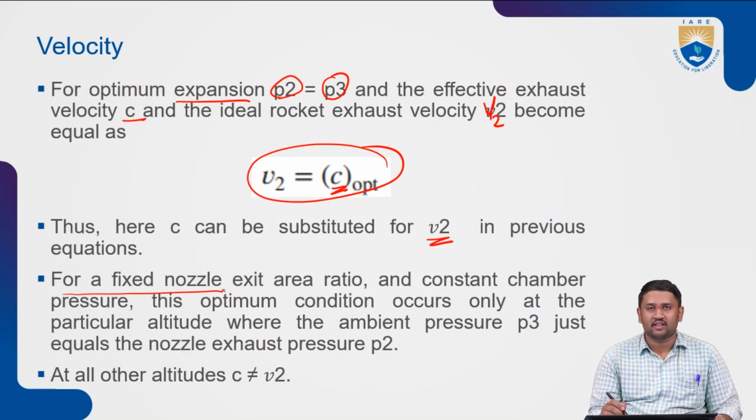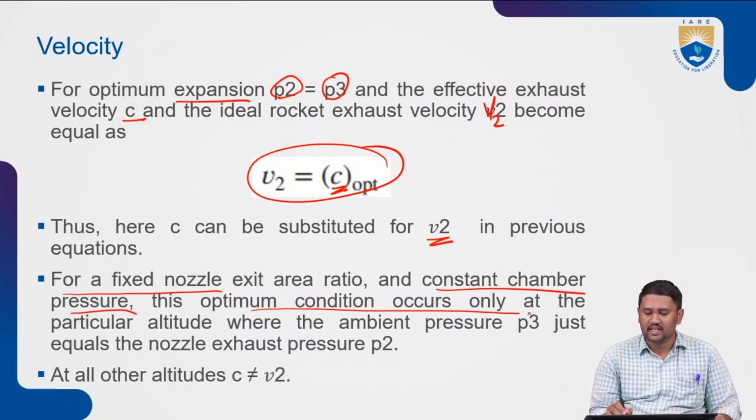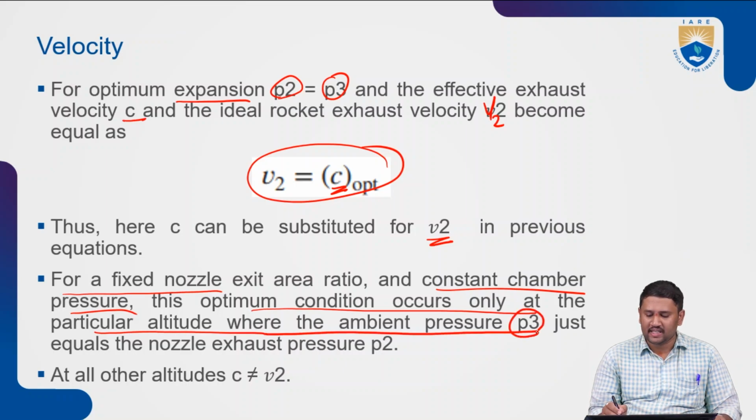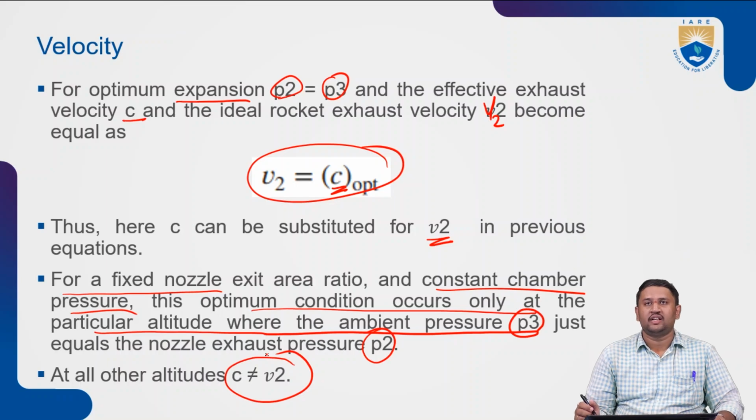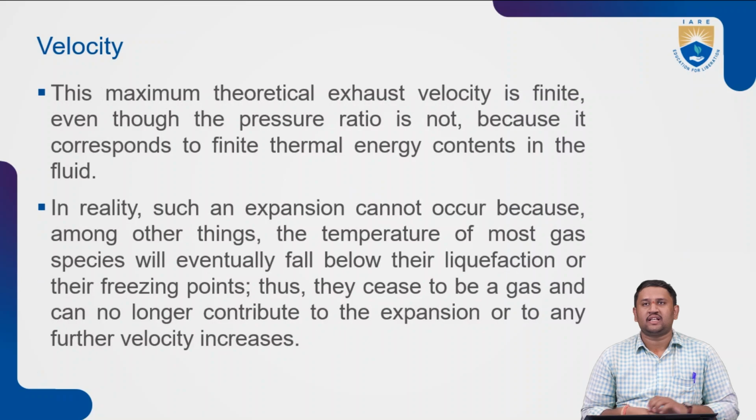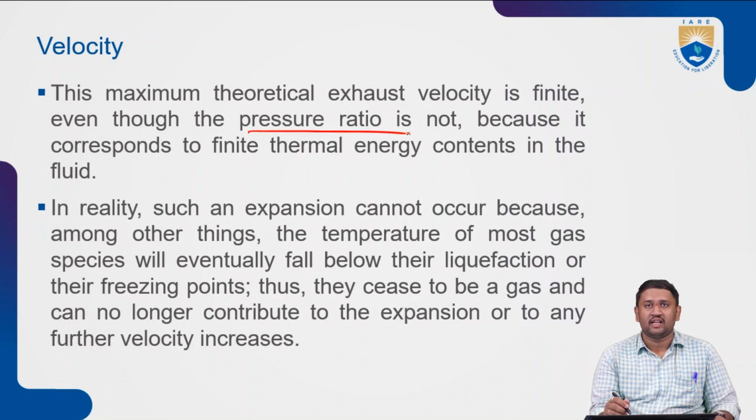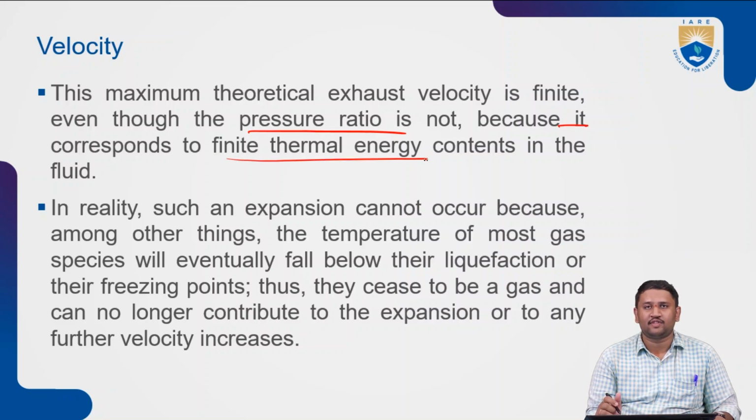Now, for a fixed nozzle, particularly a fixed exit area ratio and a constant chamber pressure, the optimum condition occurs only at a particular altitude where the ambient pressure, that is P3, equals the nozzle exit pressure P2. At all other altitudes, the effective exhaust velocity is not equal to the ideal rocket exhaust velocity. Now, the maximum theoretical exhaust velocity is infinite, even though the pressure ratio is not, because it corresponds to the finite thermal energy content of the fluid.